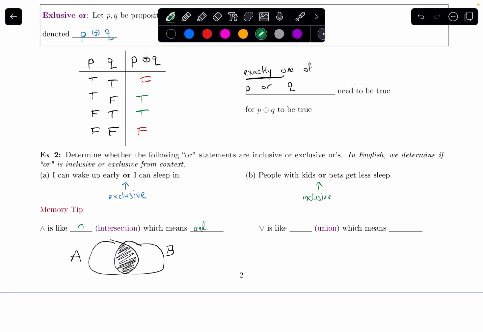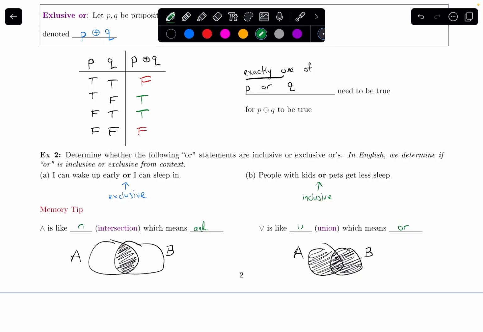It's in the stuff that's in A and it's in B. Okay, so if I remember that this is intersection, I know that's an upside down thing for and. Whereas this symbol reminds me of the symbol for union, which is a more normal U. And a union, when I think about two sets, A and B, means anything that's in A, as well as anything that's in B, as well as anything that's in both. So a union means the word or. Either I'm in A, or I'm in B, or I'm in both.